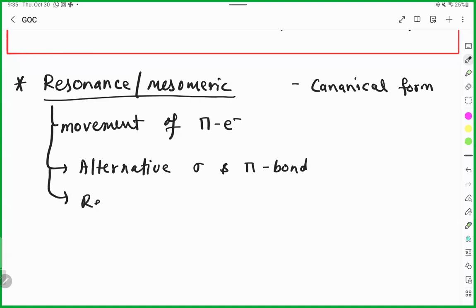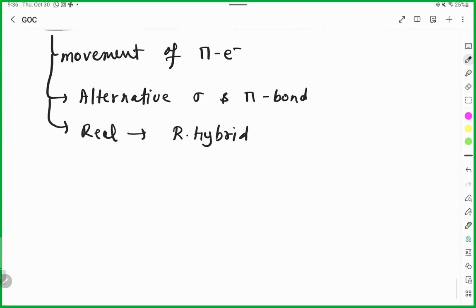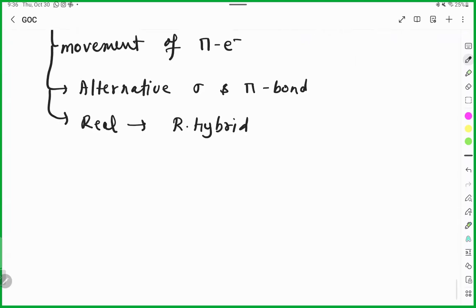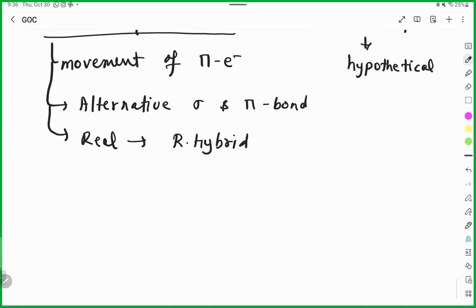The real structure is always the resonance hybrid. Hybrid means a mixture of all. In this case, all the canonical structures are hypothetical. We just assume them theoretically, but the real structure is the resonance hybrid. Okay, and what else? Anything left?